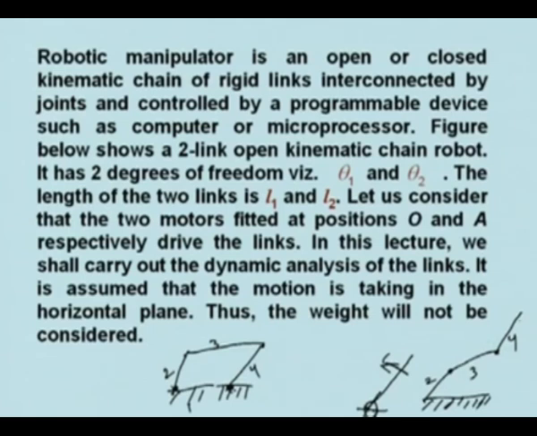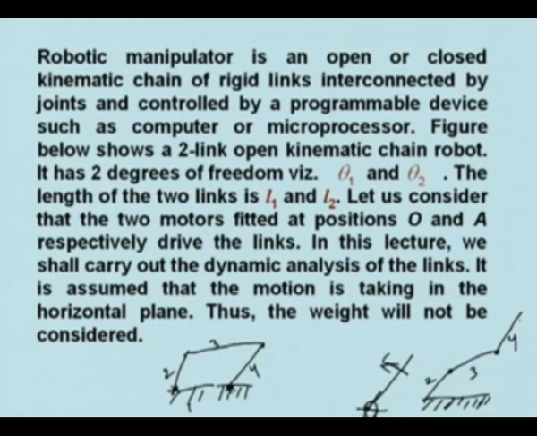So a robotic manipulator is an open or closed kinematic chain of rigid links. Generally we consider the links to be rigid, otherwise flexibility can also be considered, interconnected by joints and controlled by a programmable device such as a computer or microprocessor. This is just a linkage, but in a robotic manipulator it will generally be controlled by a programmable device such as a computer or microprocessor.